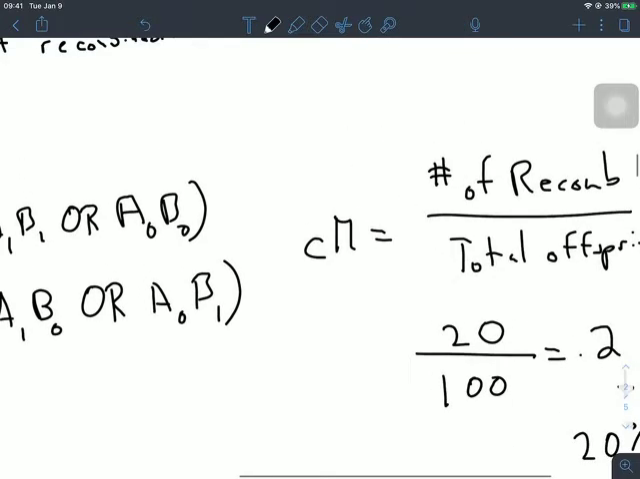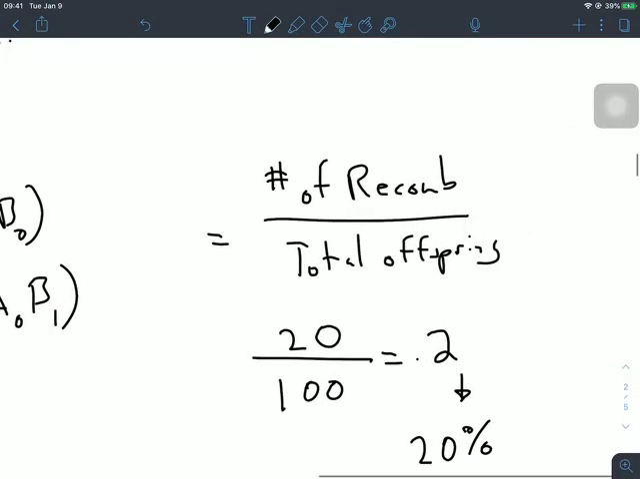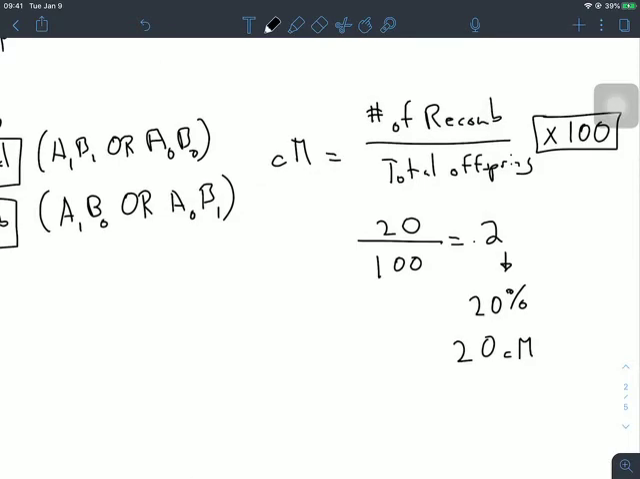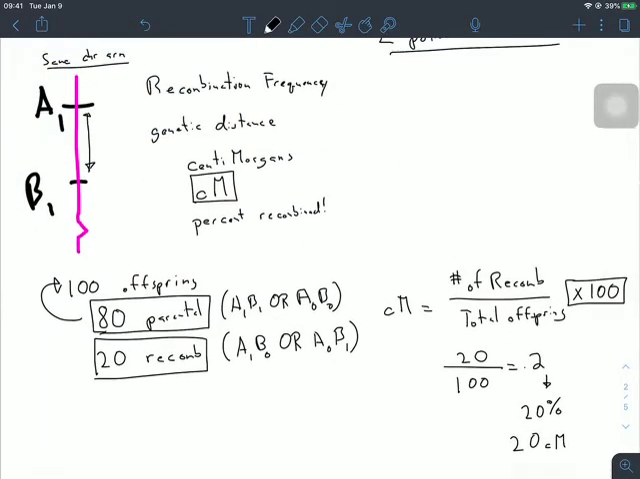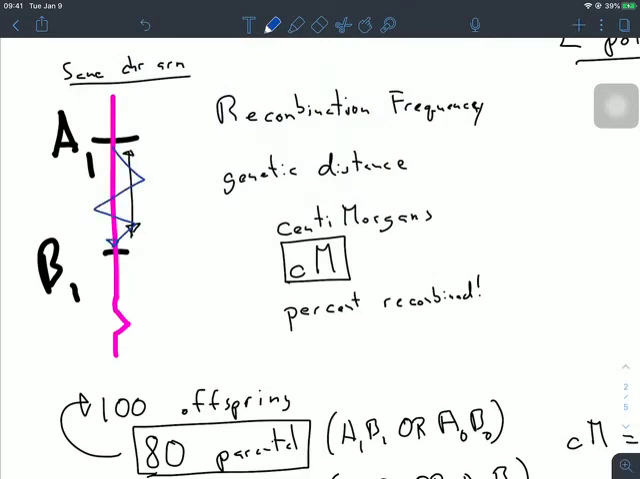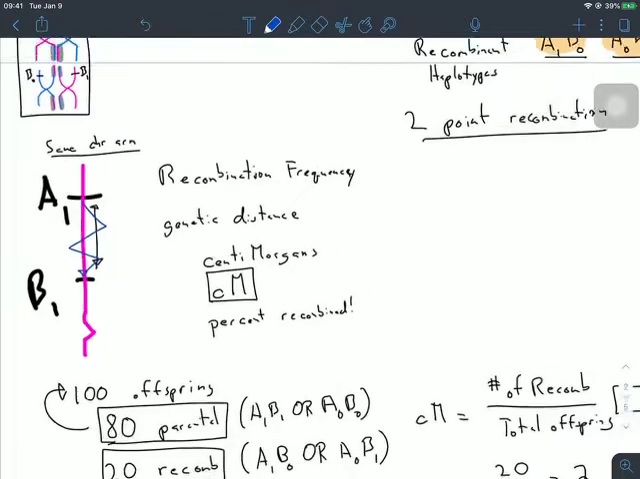So I should rather say this is times 100 in order to convert to centimorgans, because you want to convert this ultimately to a percentage. So we can report the genetic distance between the loci A and B as 20 centimorgans, because in 100 offspring, we see 20 of them have experienced recombination, or a break that mixes and matches A1 with B0 and A0 with B1.